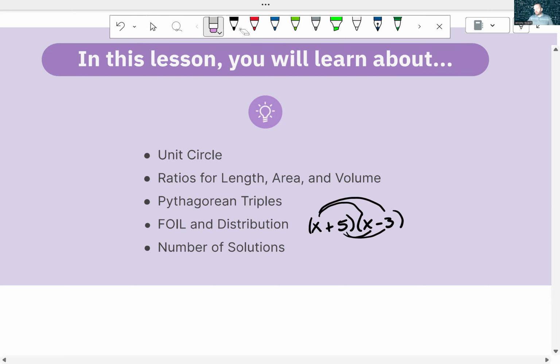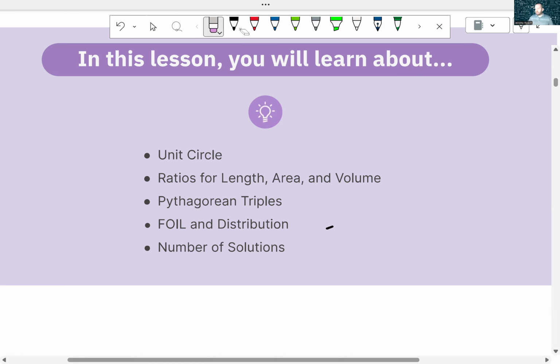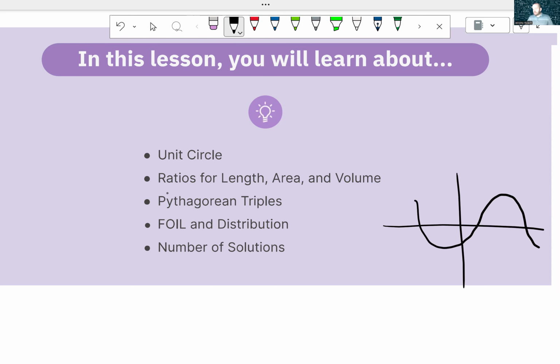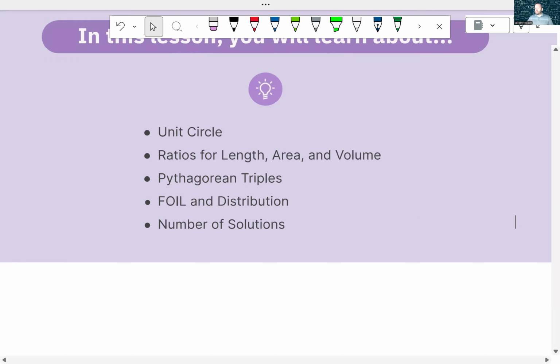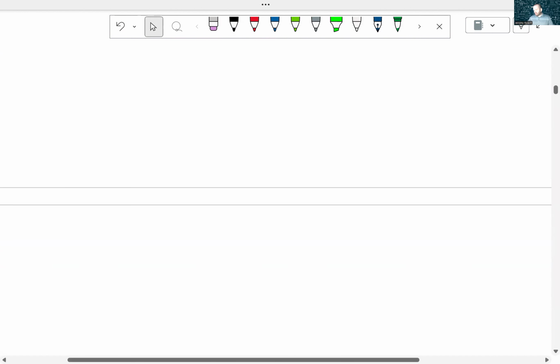And then the number of solutions, that has to do with this. This could be talking about number of solutions with systems of equations, or it could be talking about how many solutions we have on a function. So how many times does the function cross the x-axis? So we'll take a look at that at the end here. So starting with the unit circle.